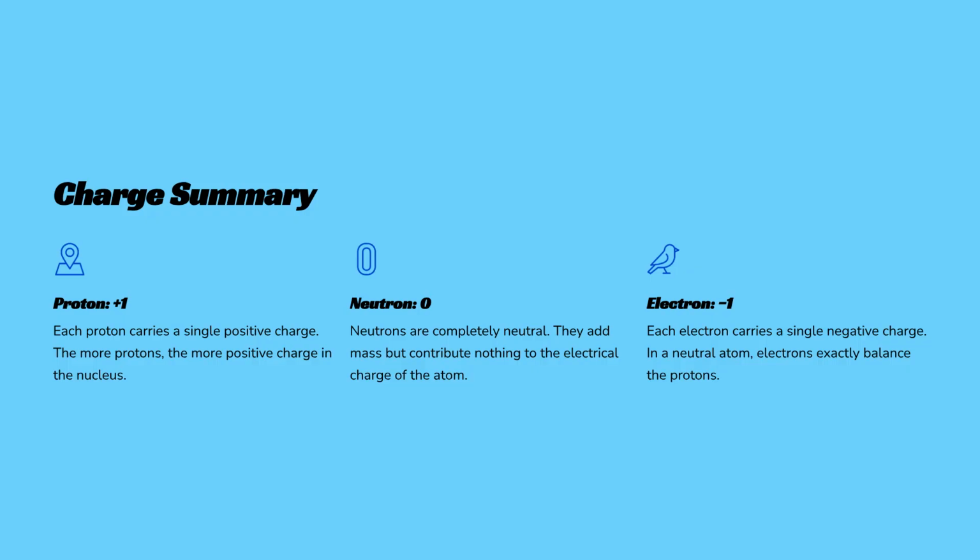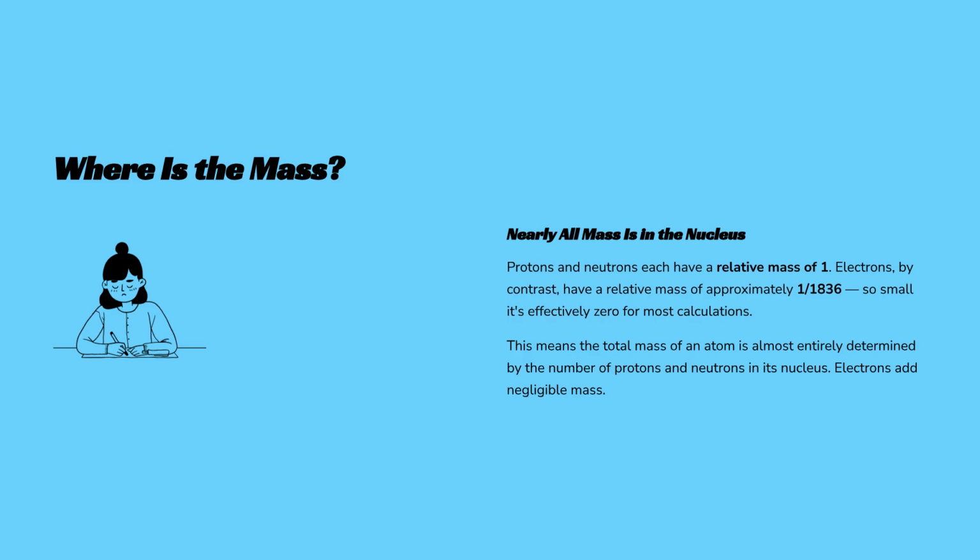Here is a quick summary of charges. Protons are positive, electrons are negative, and neutrons carry no charge at all. Their interaction is what keeps the atomic structure stable. Where does the mass come from? Almost all of it is in the nucleus.